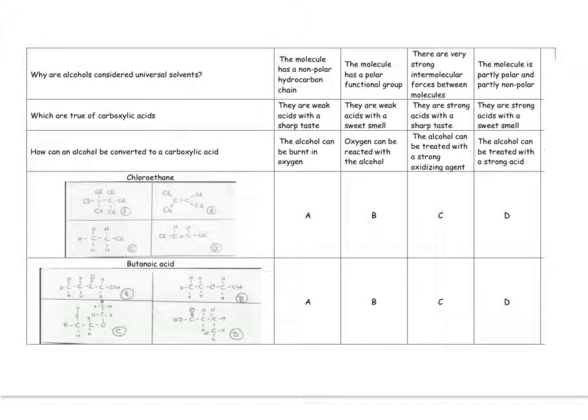Why are alcohols considered universal solvents? It's because they've got both a polar end and a non-polar part. So the molecule is partly polar and partly non-polar, so it can dissolve in polar and non-polar substances, which is true of carboxylic acids. They're organic acids, so they're weak, and all acids have got a sharp taste.